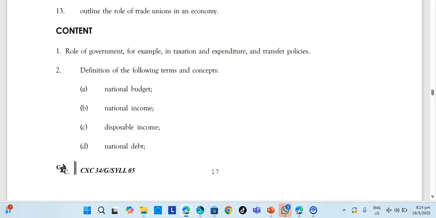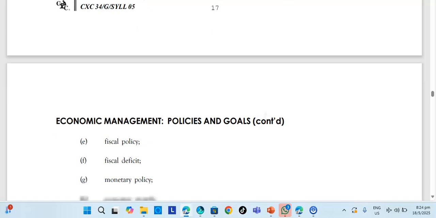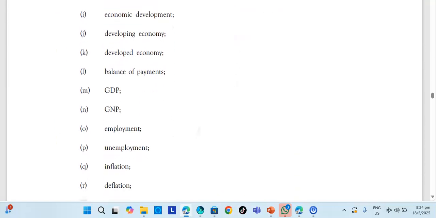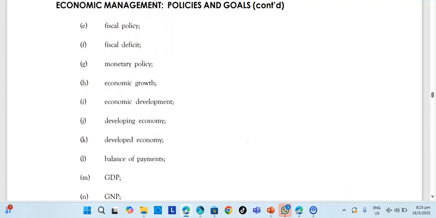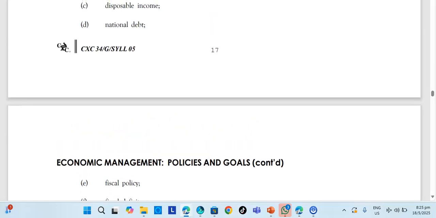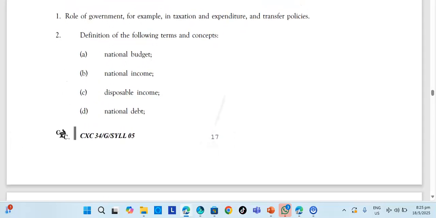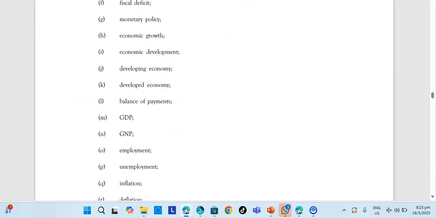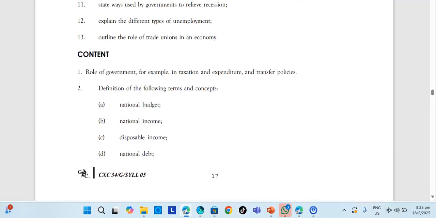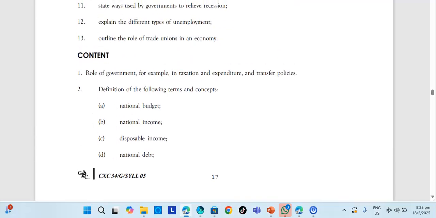Now we're going to look at the definitions of the following terms: national budget, national income, disposable income, national debt. Oh my, these are a lot of words, guys. But let's see if we can look at a few of them. If you're studying from the syllabus, ensure that you know the meaning of all of these words, because you do not know which one you will see on your exam paper. But I'm going to try to go through as many of the concepts as possible.